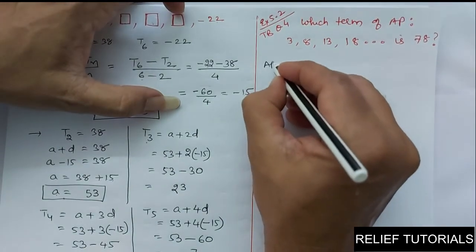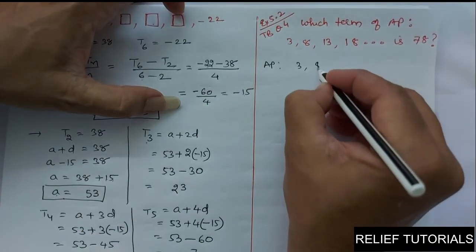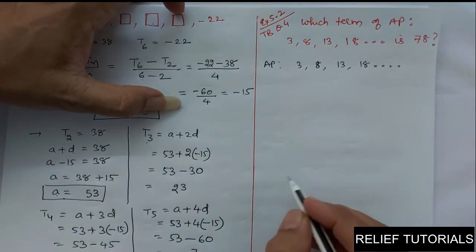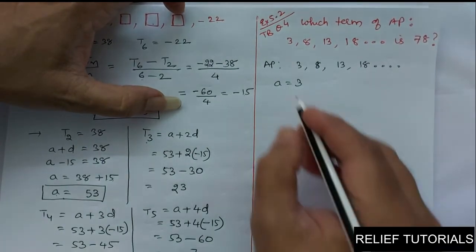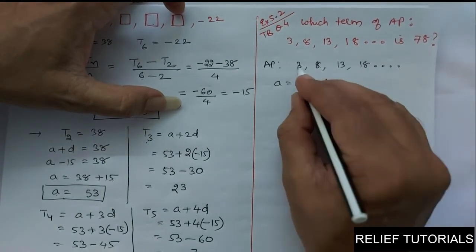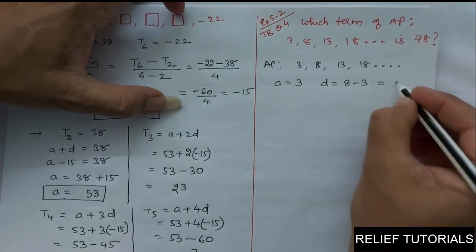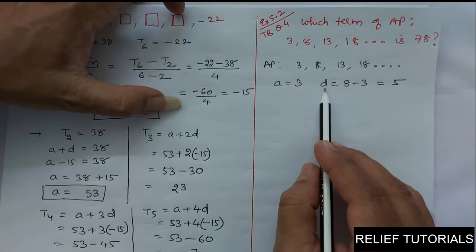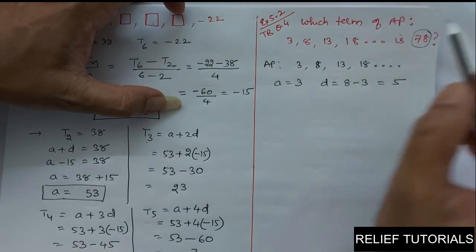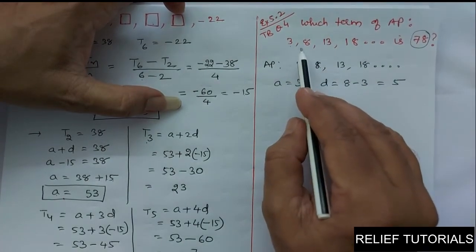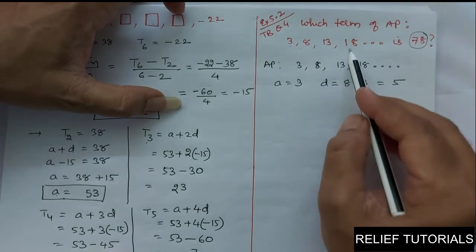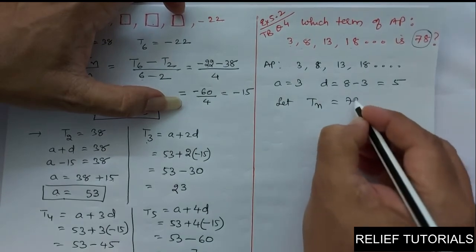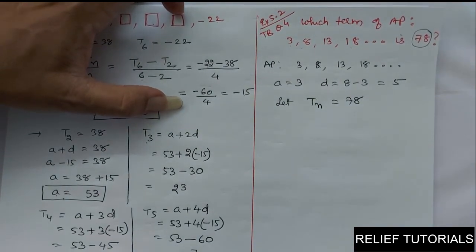Clear? So here the AP is 3, 8, 13, 18, and so on. So here A is equal to 3, and the difference D is equal to T2 minus T1, that is 8 minus 3, which is equal to 5. Why? Because consecutive terms are given, so directly we can find the difference. And we don't know which term 78 is. So we can say Tn is equal to 78. Let it be the nth term.